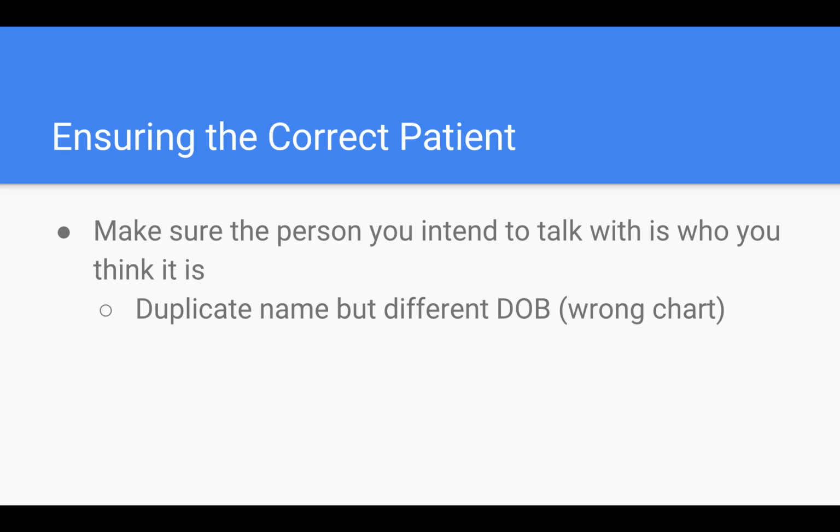So for example, duplicate name, different date of birth. Say you have a very common name like Mike Jones or Tom Smith. Chances are you might have name duplicates in your list of clients just because the name is so common. So you want to make sure to check date of birth in particular, because when they have the same name, they will typically have different dates of birth.